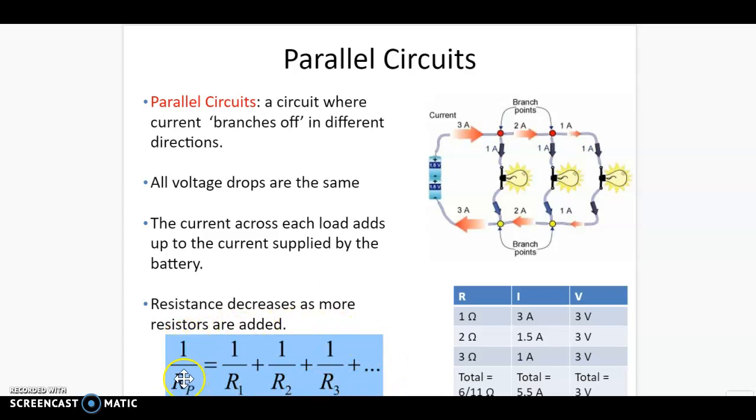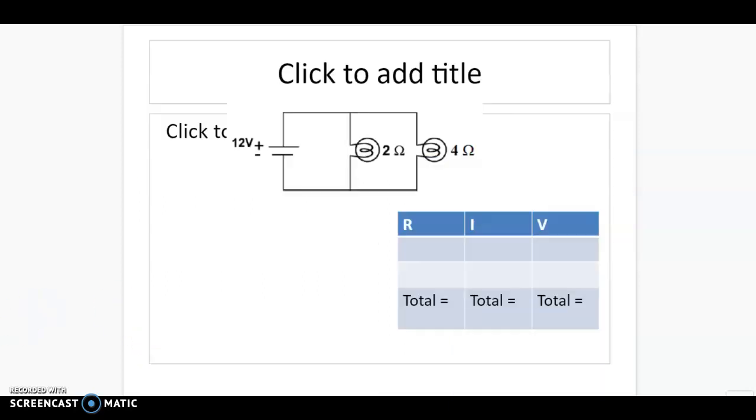It's this: 1 over RP, where RP means resistance in parallel, is equal to 1 over R1 plus 1 over R2 plus 1 over R3. I'll show you how this works because this deals with fractions and then taking a reciprocal at the end. Okay? So let's take a look at an example.